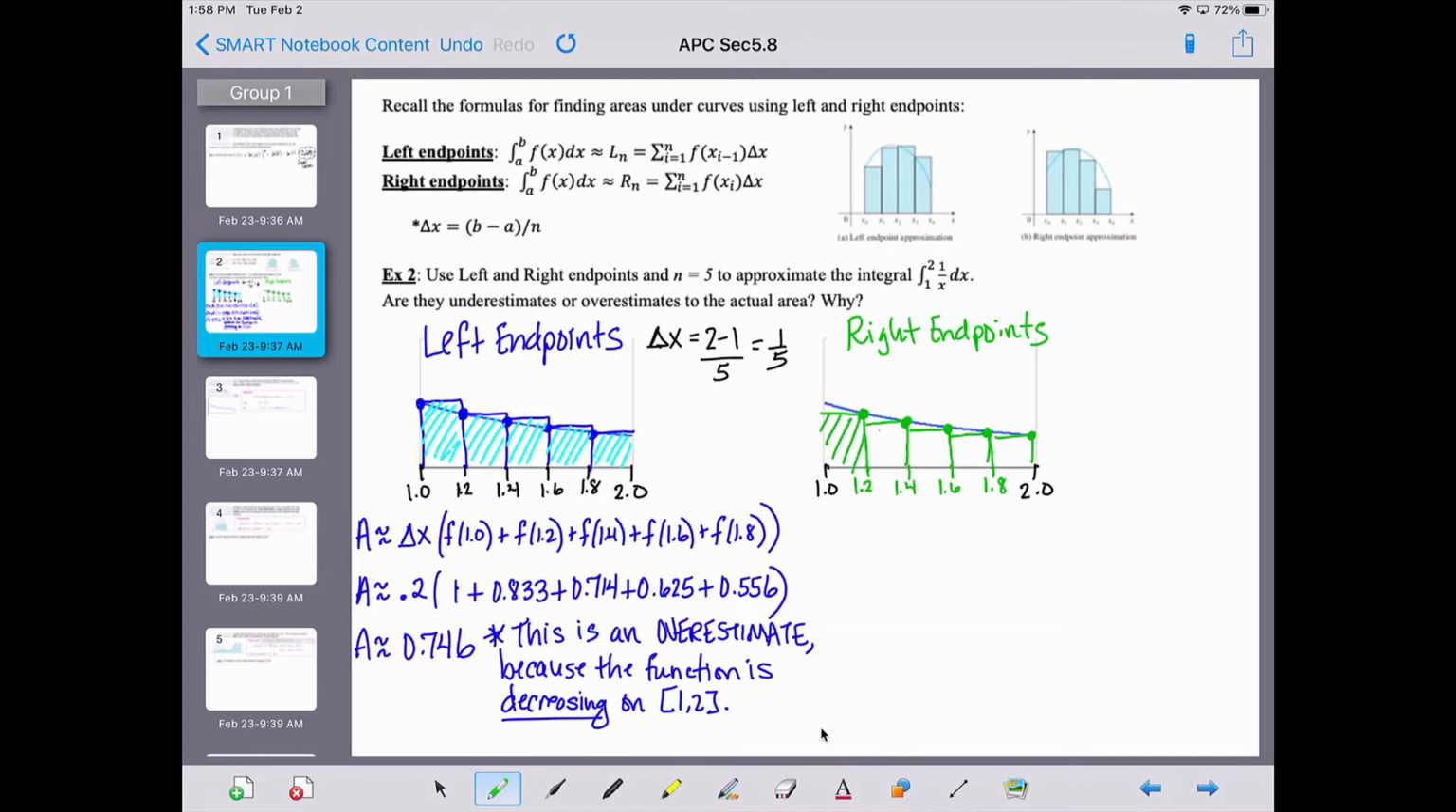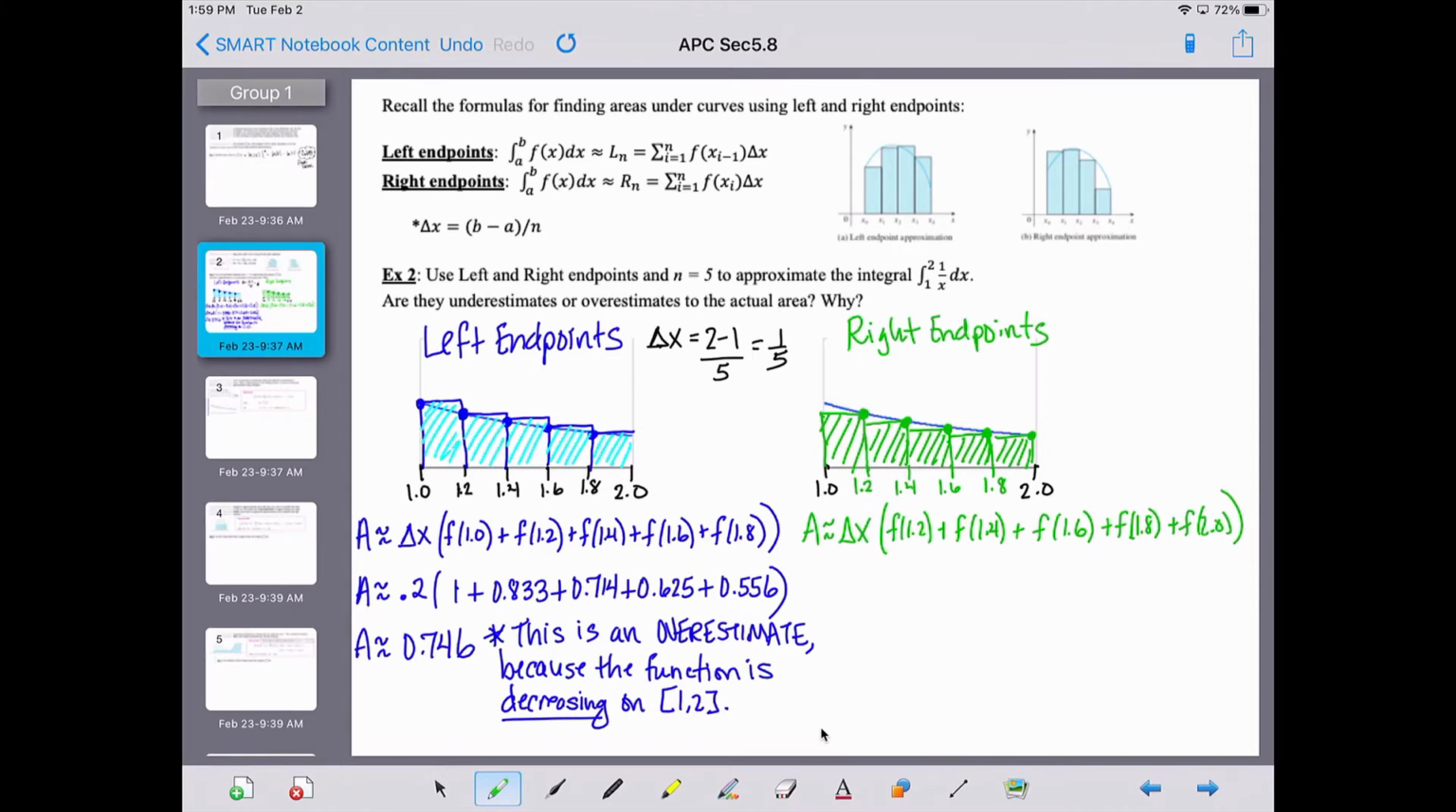So now my areas are a little bit less than the curve, and so I should end up with an underestimate of the exact value, right? And so in generic form this time, my area is approximately going to be equal to my delta x times f of 1.2 plus f of 1.4 plus f of 1.6 plus f of 1.8 plus f of 2.0.